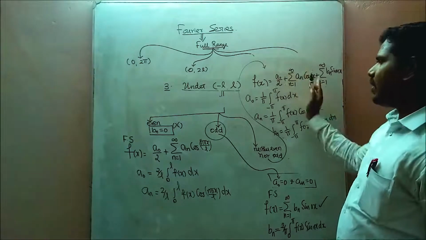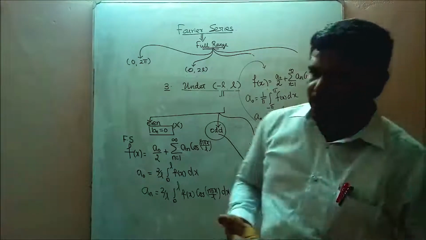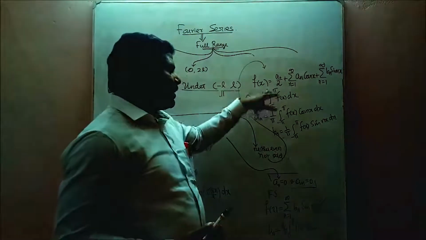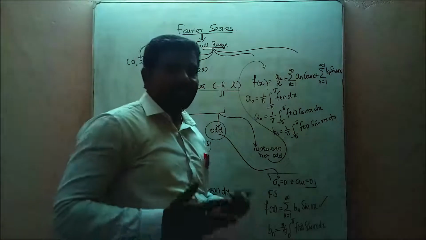Suppose neither even nor odd இருந்துச்சுன்னா the formula will change பண்ணிக்கங்க. So it is very simple to calculate a0 as well as an as well as bn. Finally, you can substitute a0, an, bn here. So you will get the required answer, is the easiest way.